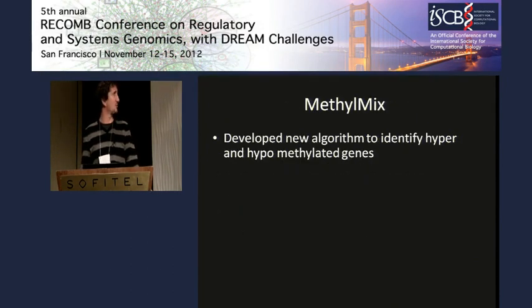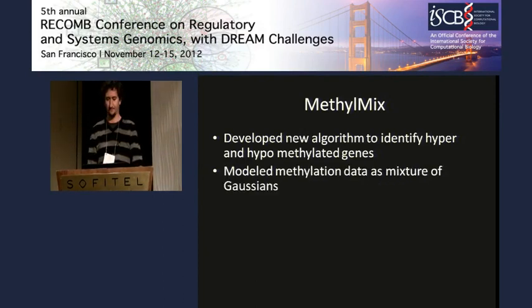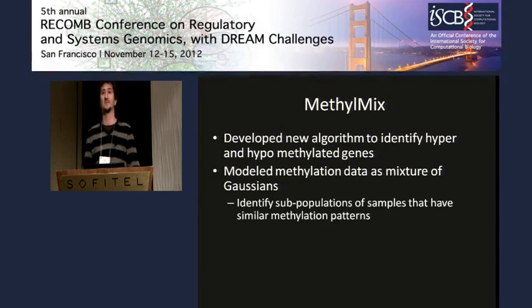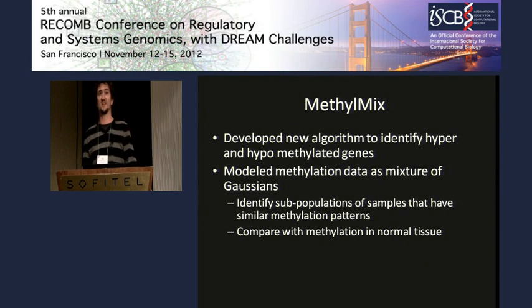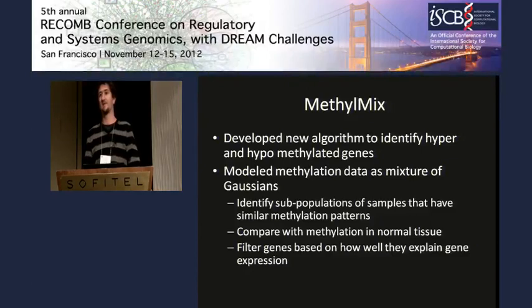So I developed a new algorithm called METHYLmix to identify significantly hyper or hypomethylated genes in cancer. We did this by modeling these genes as a mixture of Gaussians. Essentially, we're trying to identify subpopulations of samples that have similar methylation patterns. Next, we compare these methylation states with normal DNA methylation levels. And finally, I'm also going to filter these genes and look if they can also explain gene expression data.